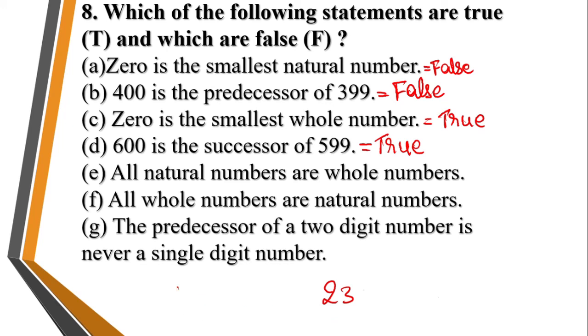So natural numbers are part of whole numbers. So all natural numbers can be said as whole numbers. So this statement is true because all natural numbers are whole numbers.